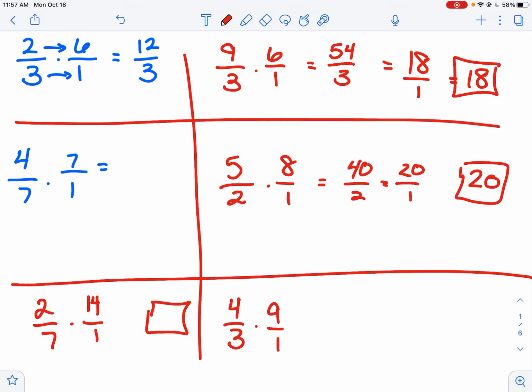This one, if you simplify it all the way, would get you 4. And this one, if you simplify all the way, would get you 12. Oh, and this one would get you 4 as well.